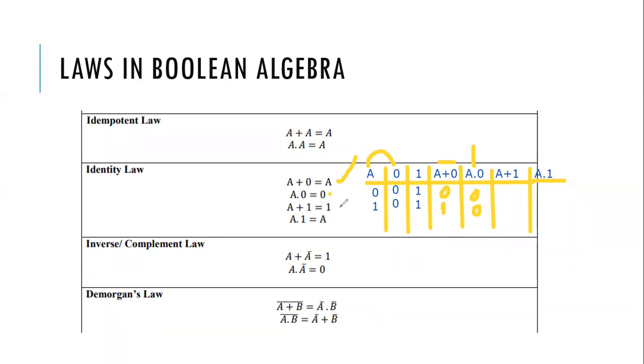Then third one, A plus 1. A is this one. We can add them together. These two columns should be added. 1 plus 0 is 1. 1 plus 1 is 2, means again 1. So the answer is 1. Therefore, A plus 1 is 1.